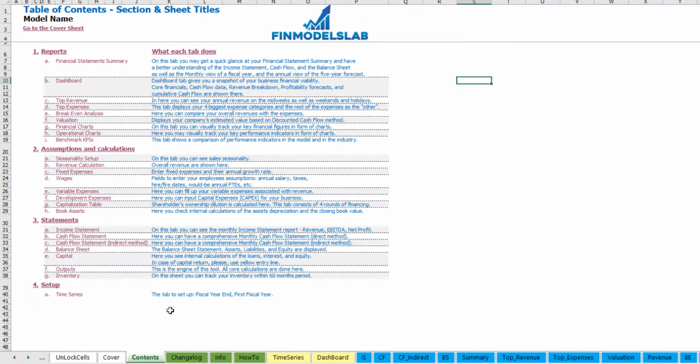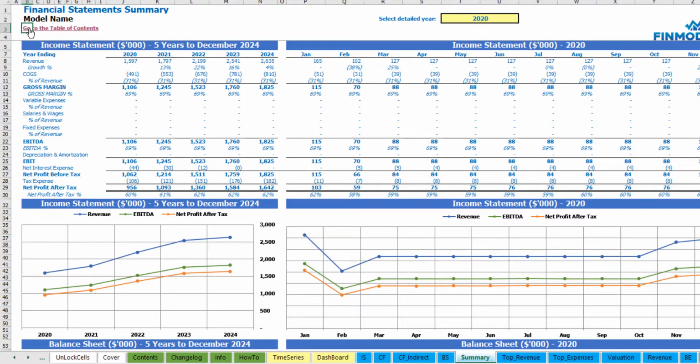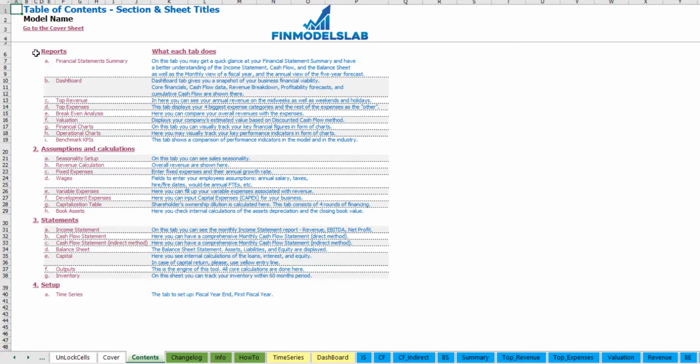Additionally, you have the Contents tab, which allows you to navigate across the model very simply. So you may click on any report and you can go back. It is broken down by reports, assumptions, statements and setup.